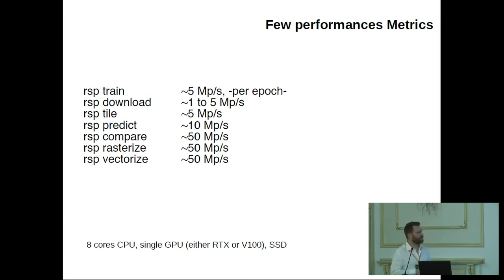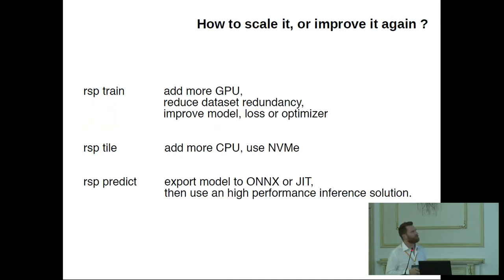What does it mean? That means that with only one GPU, you can already play with this kind of solution and use it for real, even with quite a large area. But if you want to scale it again, what does it mean? If you want to increase the train speed again, it could imply only adding more GPUs, and natively it handles multi-GPU solutions. It could be related to reducing your data set by choosing only the significant tiles inside and not the whole one, so some kind of cherry-picking data set approach. And obviously, you can improve the model loss or optimizer to converge quickly.